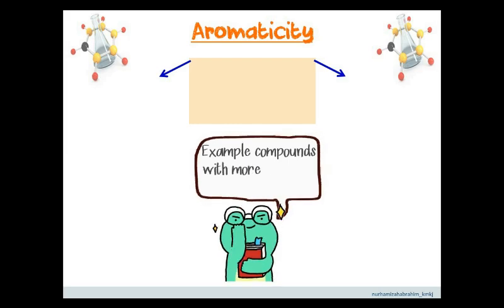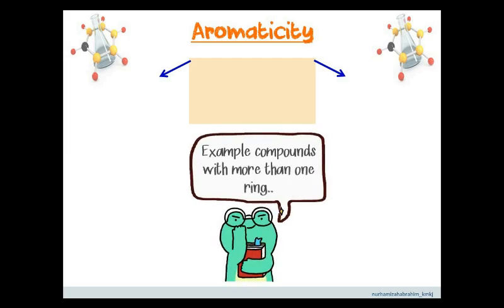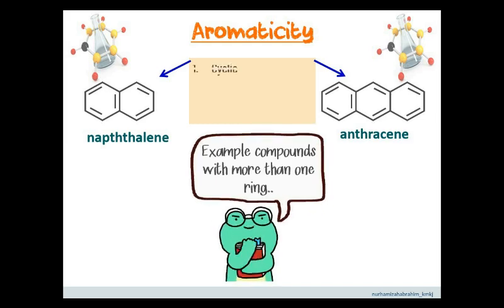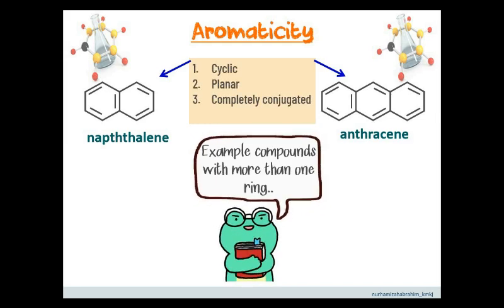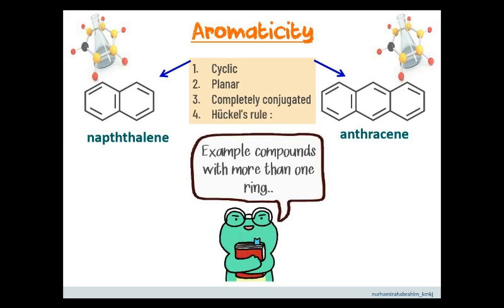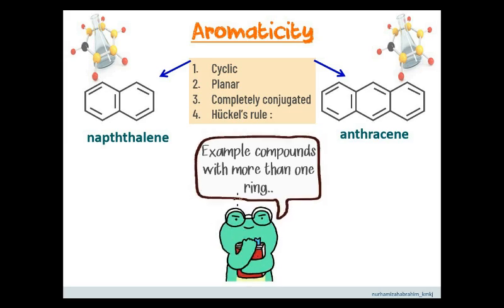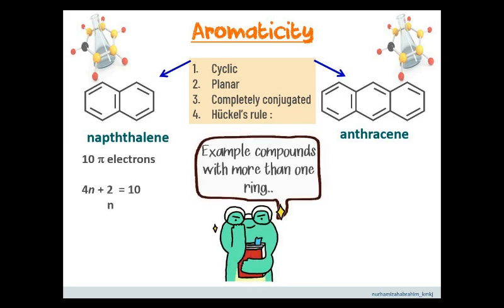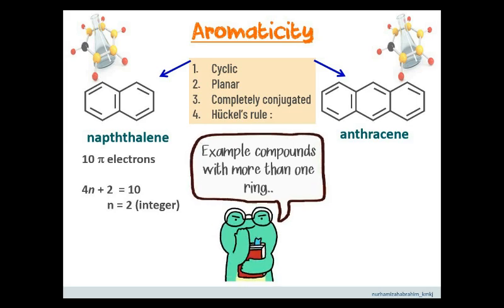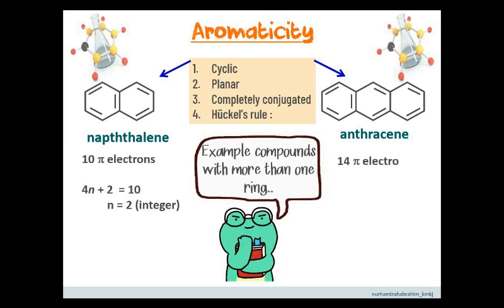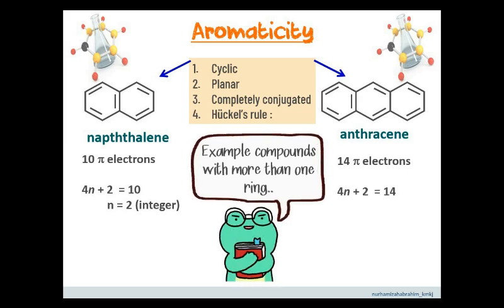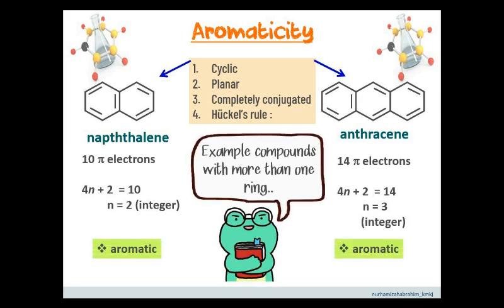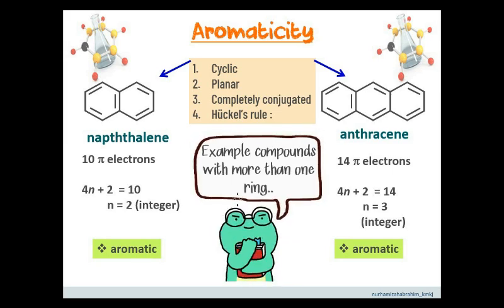Next, let's take a look at examples with more than one ring. The compounds are naphthalene and anthracene. Both compounds are cyclic, planar, and completely conjugated. Now we need to determine whether they satisfy Kekule's rule. For naphthalene, there are a total of 10 pi electrons, so the value of n is equal to 2, an integer. While for anthracene, there are a total of 14 pi electrons, so the value of n is equal to 3, which is also an integer. Therefore, both compounds are aromatic compounds, as both satisfy Kekule's rule.